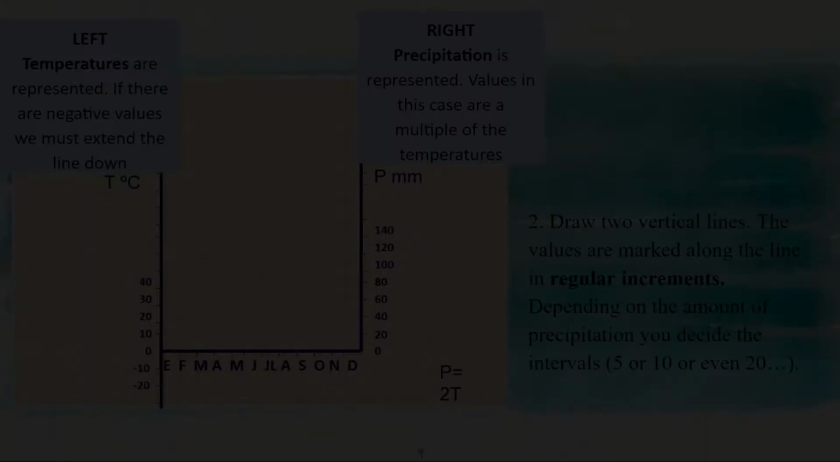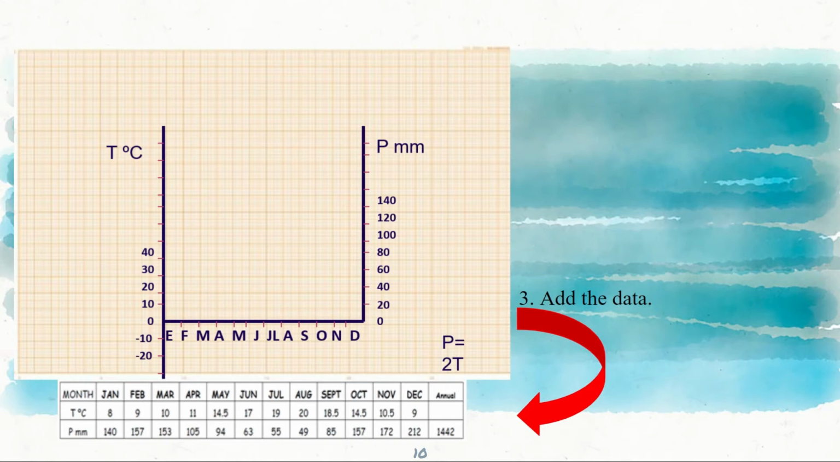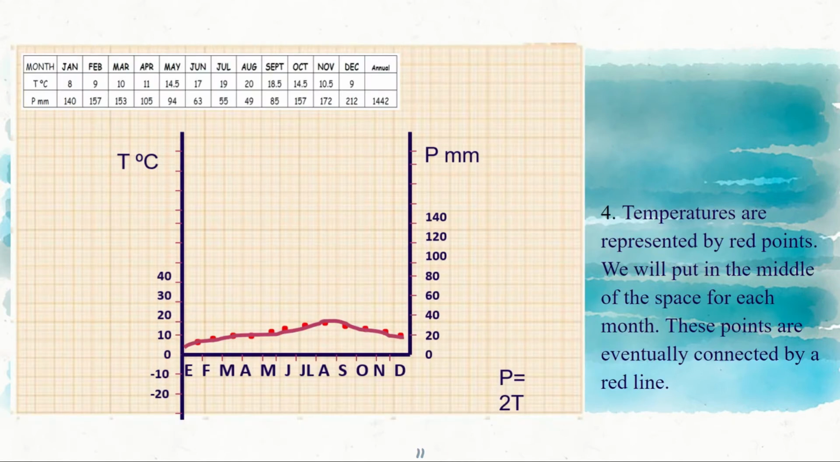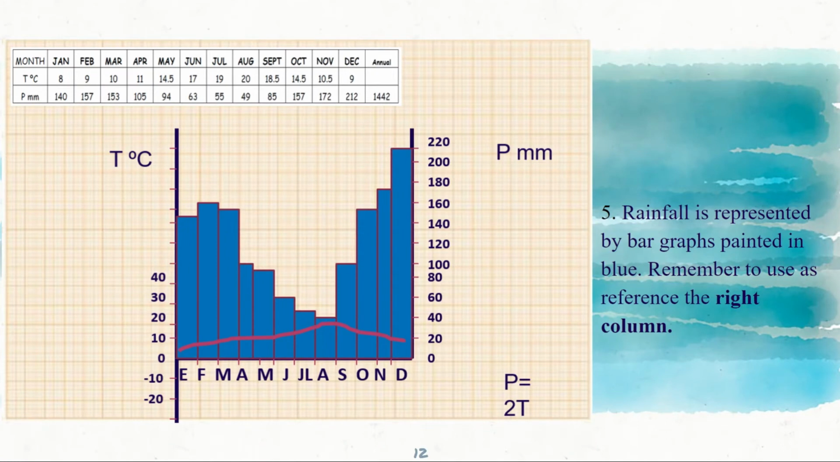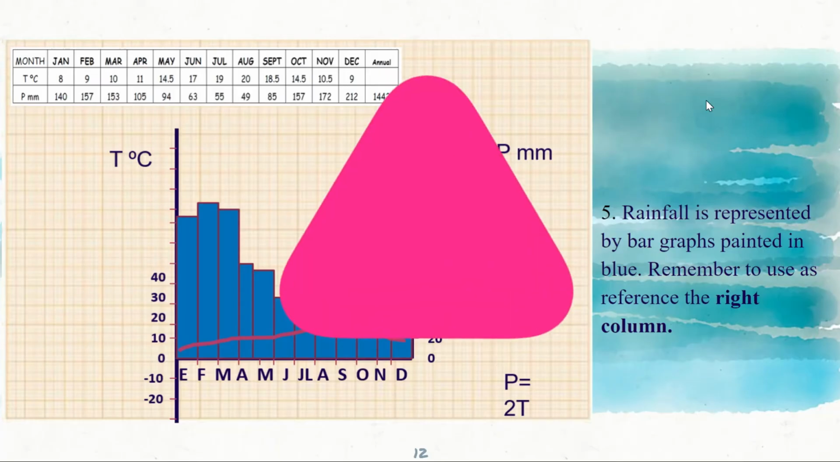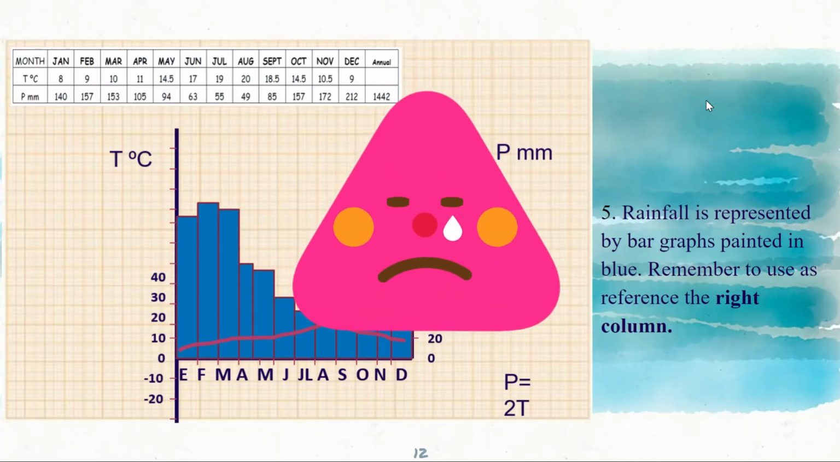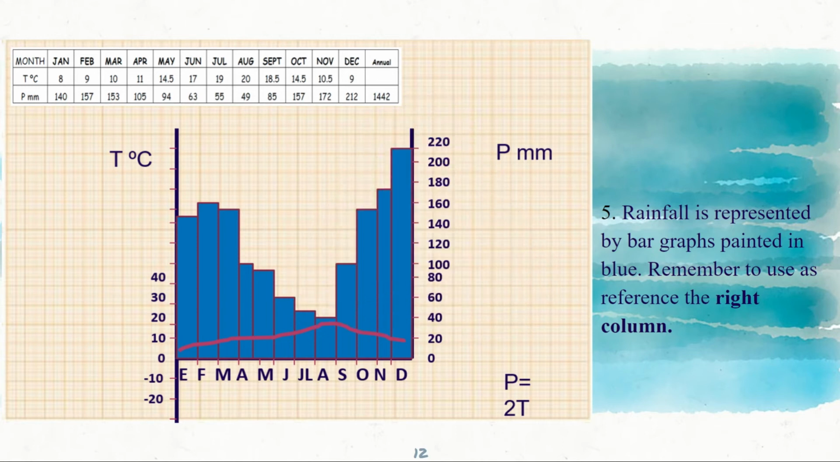If you want the data for your climograph, it would be really useful when we start working with it. But you should start with the temperatures and then complete the precipitation. Remember that temperatures are always in red and just with a line, and precipitations in blue bars. Wait a minute, I just said temperatures for both? No, see? It's easy to make mistakes, so be careful. Temperatures, red. Precipitations, blue bars.